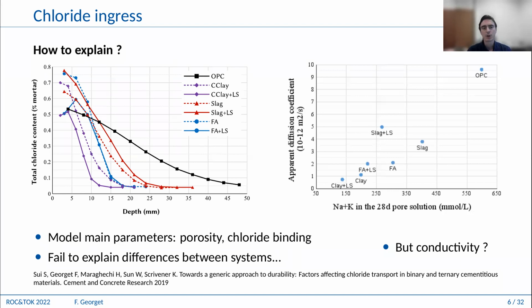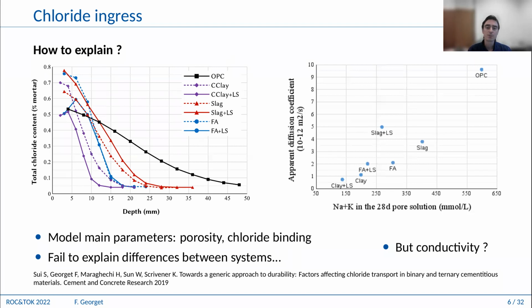Currently, in most models, there are 2 ways to explain it: through the porosity and the chloride binding. However, if you look in this publication for the details, you will see that none of these parameters can explain these variabilities. Instead, we see that this apparent diffusion coefficient is way better correlated to the alkalinity in the 28-day pore solution, which is related to the conductivity of the pore solution.